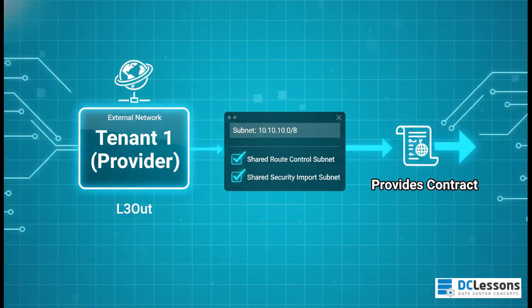So let's zoom in on what tenant 1, the provider, has to do. This is where most of the setup happens. The administrator over there defines the external subnet 10.10.10.0/8, and then they check both of our magic boxes, shared route control subnet and shared security import subnet. They also create a contract. We can call it global contract, set its scope to global, and then they configure their L3Out EPG to provide that contract.